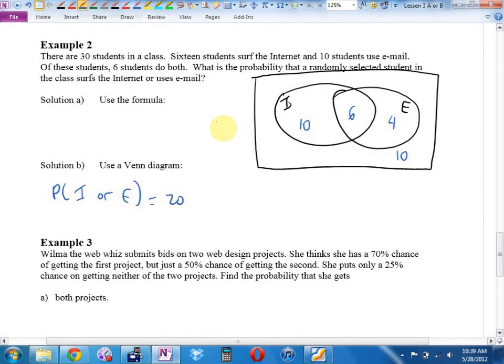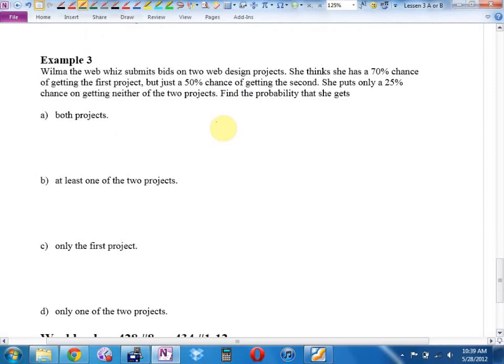And you could already use this to solve some interesting questions, like example 3. Wilma the Web Whiz submits bids on 2 web design projects. After her first interview, she figures she's got about a 70% chance of getting the first project. In the second interview, she figures, I got about a 50-50 chance of getting the second project. She figures she's only got a 25% chance on getting neither. Find the probability that she gets, and there's a bunch of questions.